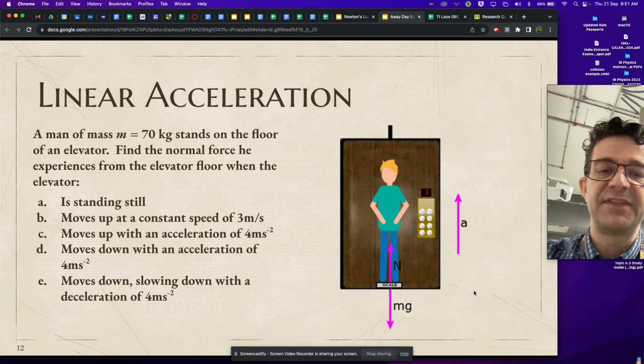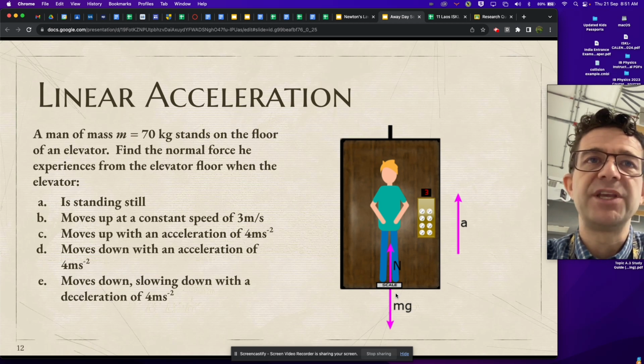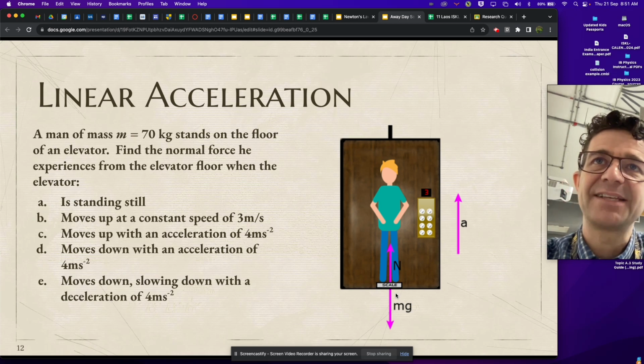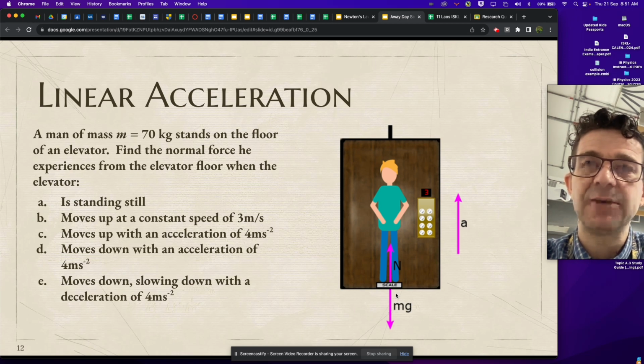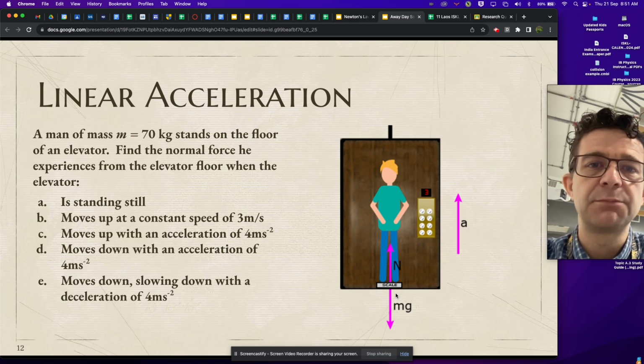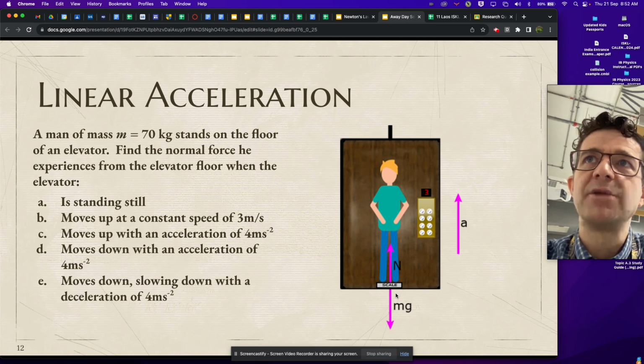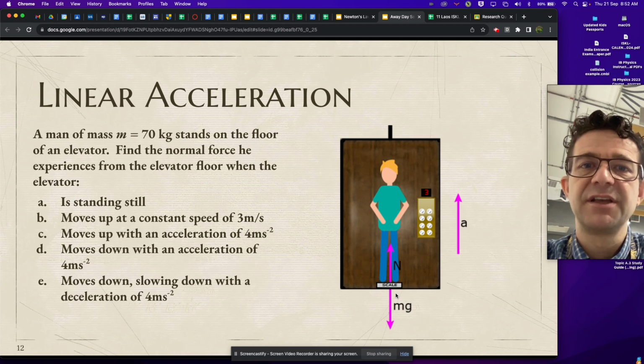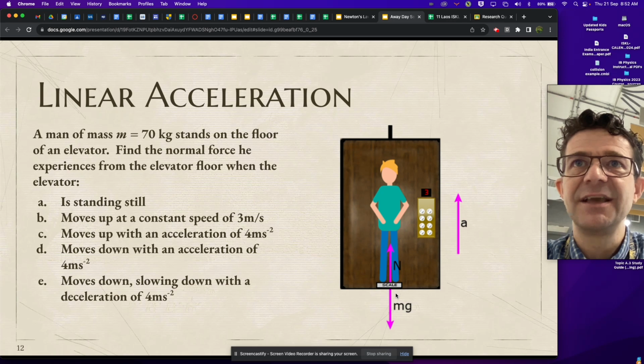In order to understand these problems, we have to understand how a scale works. Scales are interesting because we use them to find our mass. Most of the time, the scale that you would stand on will tell you what your mass in kilograms is. However, what they actually measure is the normal force that the ground is pushing up on your feet with. In this way, when your normal force changes, the scale will read something other than your mass.